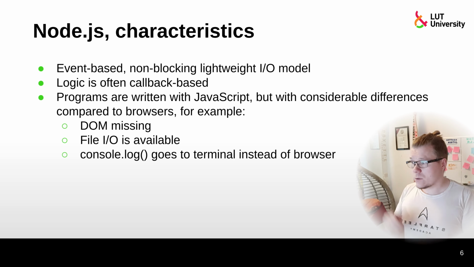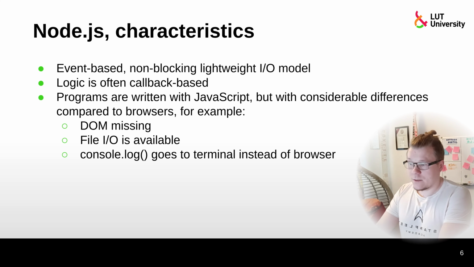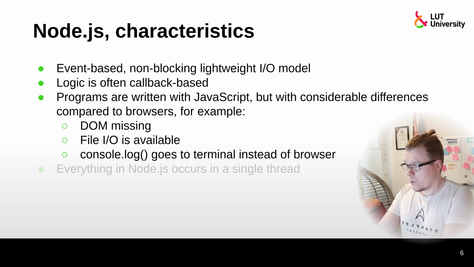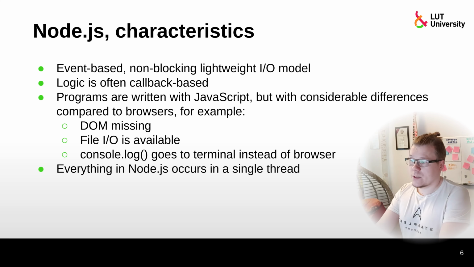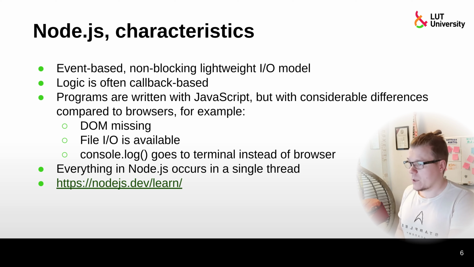And in the browser, the console log goes to the browser debug logging, and in the server environment, the console log goes to the terminal. So you can then see on the server terminal what the console log is printing. And everything in Node.js occurs in a single thread.